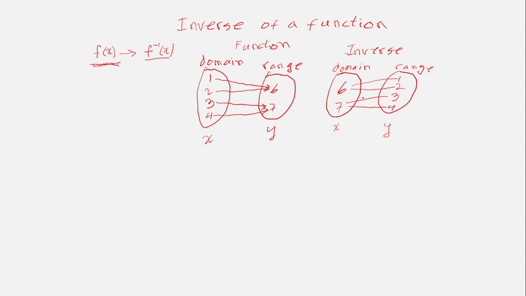And for now, we'll just leave it at that. The main point here is that to obtain an inverse of a function, we simply make x and y change places, right? So as x and y change places, then domain and range change places too. So what was domain becomes range, and what was range becomes the domain.